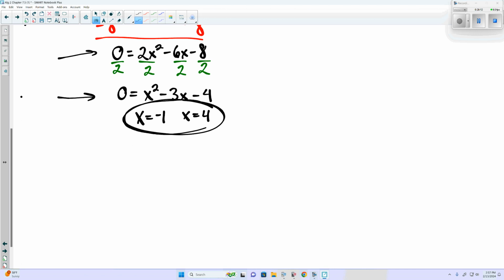So again, if we get a quadratic, it's sometimes good to try graphing it first, because if it's integer solutions, the graphing calculator will tell us them straight out.